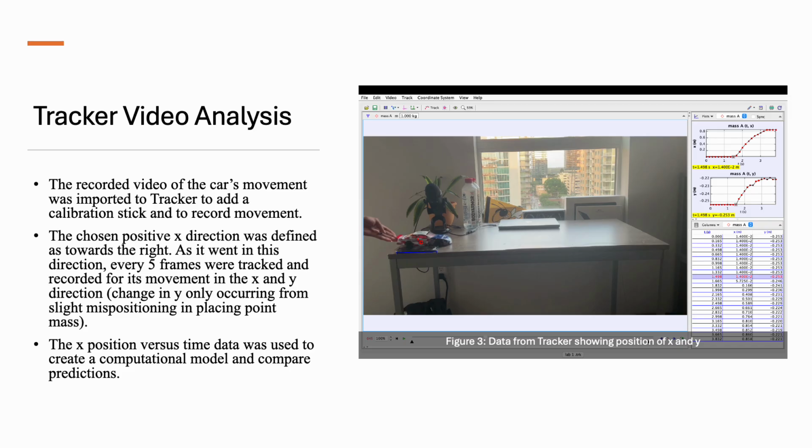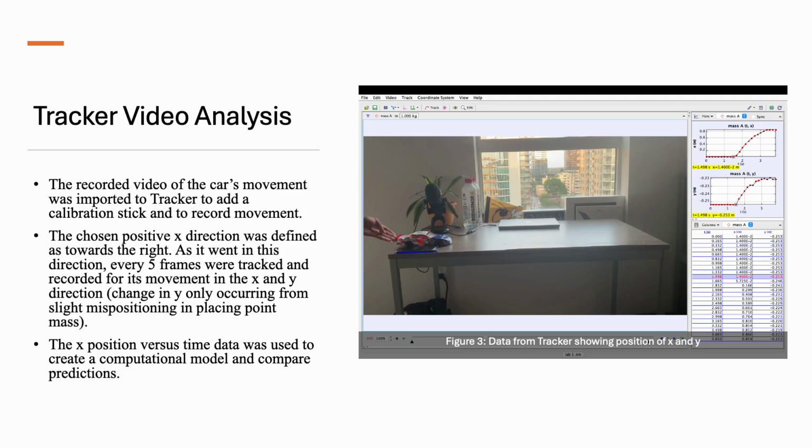Tracker video analysis. After recording the video, it was imported into Tracker for analysis. First, a calibration stick was created using the known lengths of the iPhone so that distances could be measured accurately. Next, the coordinate system was established with positive X pointing to the right. The position of the toy car was then tracked every 5 frames throughout the motion. Tracker recorded both X position and Y position values.